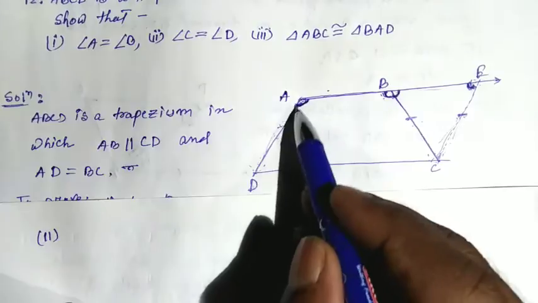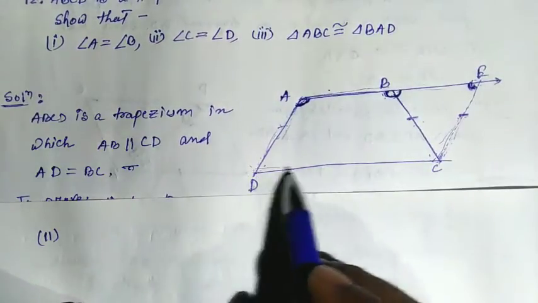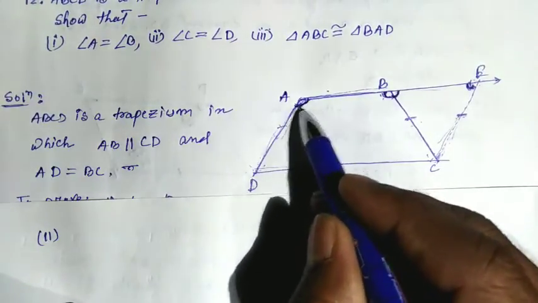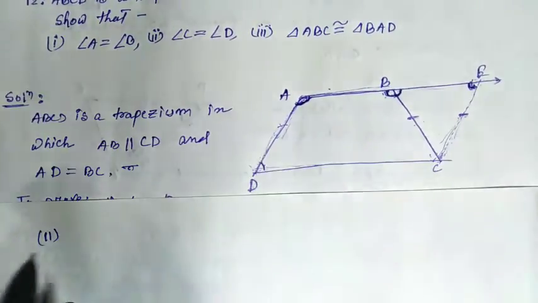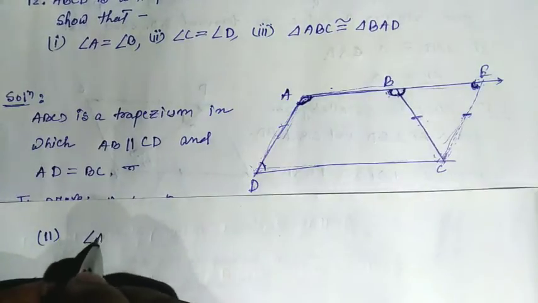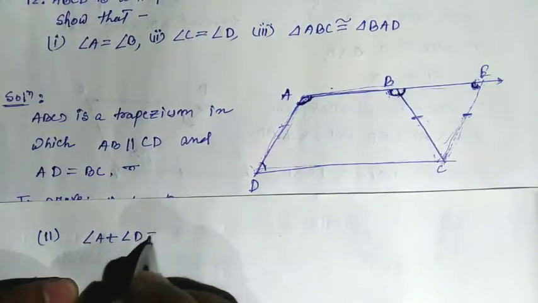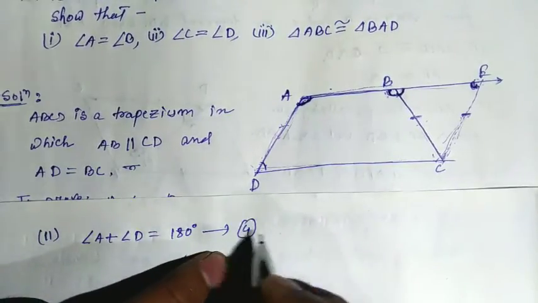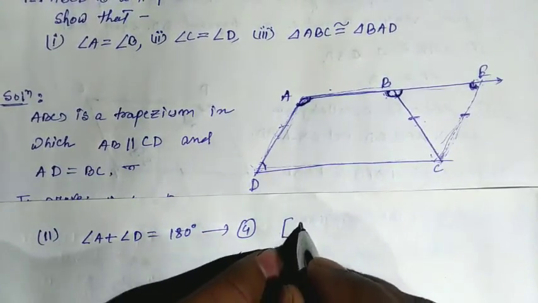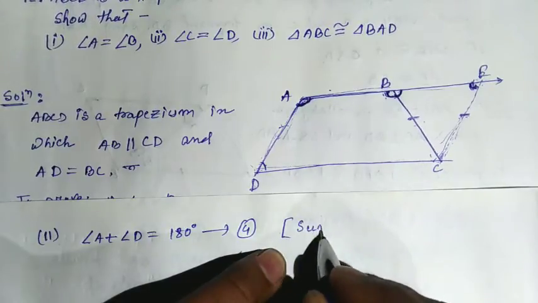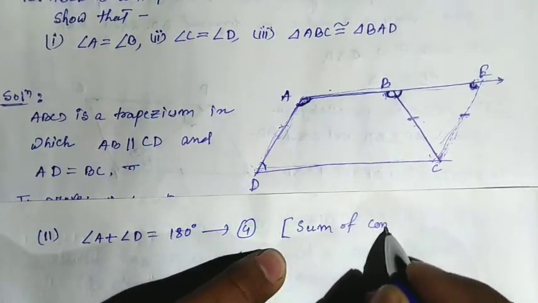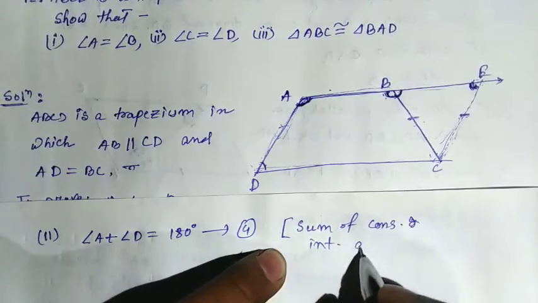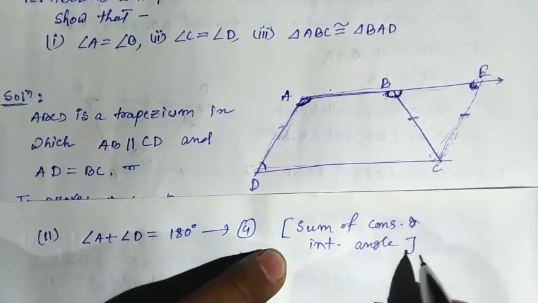AB and DC are parallel lines, so AD is a transversal. So we can write the sum of angle A and angle D is 180 degrees. Angle A plus angle D is 180 degrees. Give it equation number 4. Why? You will write: sum of consecutive interior angles. You will write it in full form.